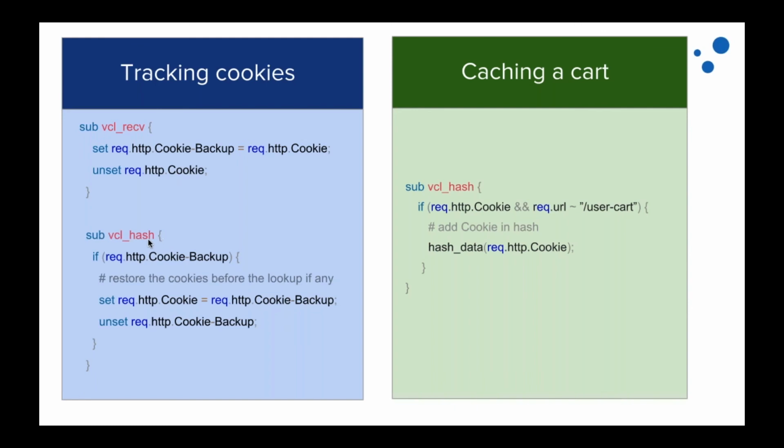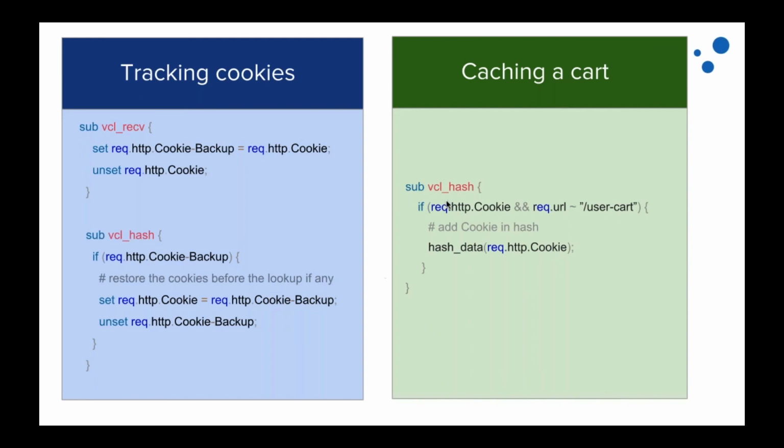In VCL hash, the subroutine responsible for the cache lookup, we check if we have a cookie backup header, then we are going to restore the original cookie header. And we can do this because in this subroutine, the lookup is already happening and we're not bypassing the cache. If we end up in this subroutine, it means that Varnish is trying to cache or is trying to retrieve from cache a specific piece of content. So in this way, we're able to keep our cookie header and still cache content.